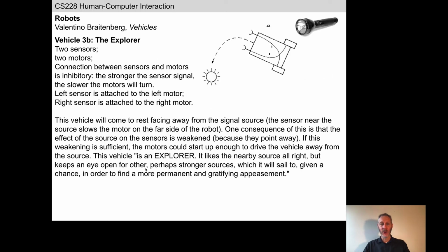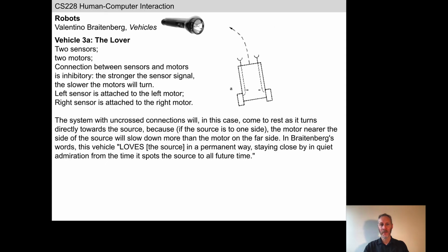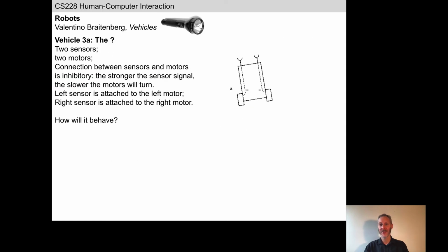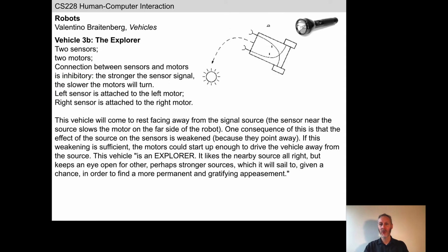Okay, so let's just go back to the explorer here. Why, or the lover for that matter, would Breitenberg use this language? Clearly, Vehicle 3B is not curious. It's not consciously exploring its environment. The lover doesn't love. The aggressor doesn't hate. What point is Breitenberg trying to make by using this language?